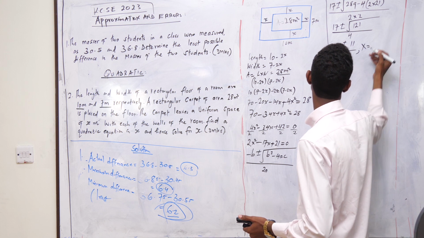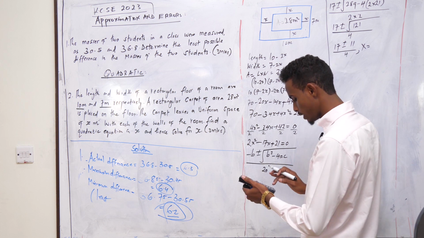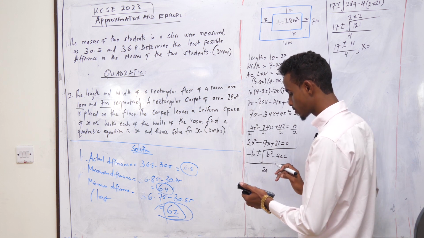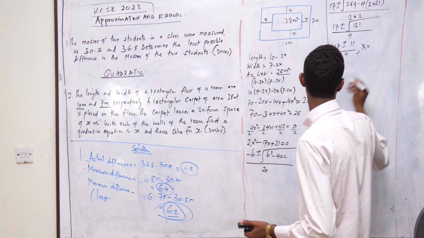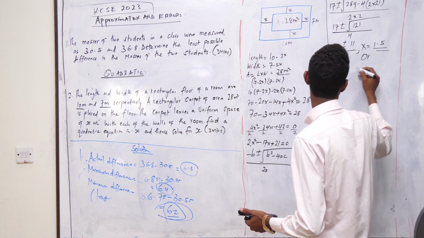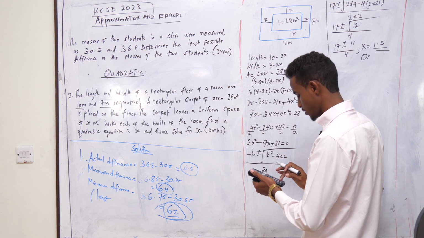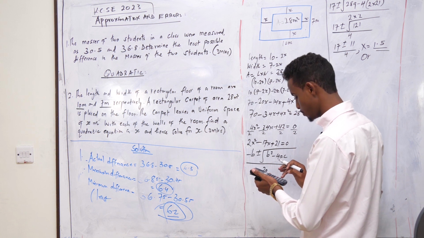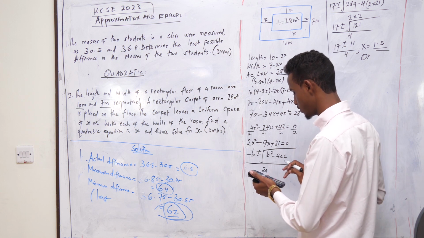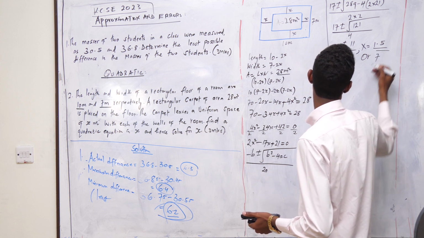Now x will either be equal to 17 minus 11, class. 17 minus 11, you're going to get 6 divided by 4. That is 1.5. Or x will be equal to 17 plus 11, that is 28 divided by 4, which is 7. x is equal to 7.